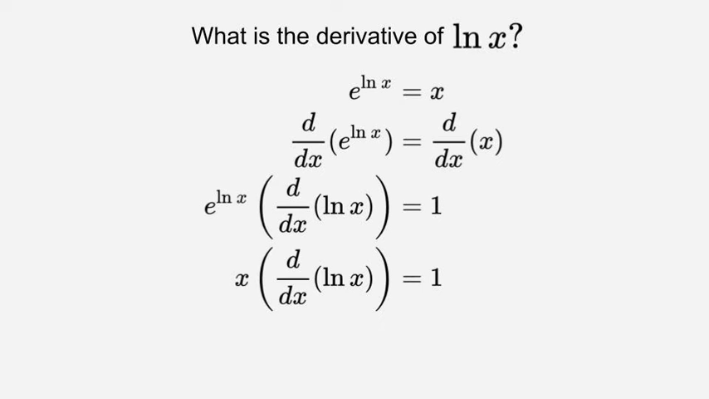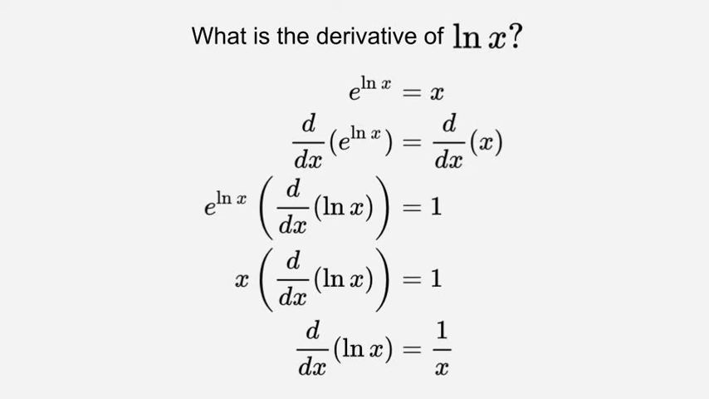And now going back to the left-hand side, we can simplify e to the natural log of x as x. And if we then divide both sides of this equation by x, we'll get that the derivative of natural log of x is equal to 1 over x. And so if you see natural log of x on its own and you're asked to take the derivative, you can just know that the derivative of natural log of x is equal to 1 over x. Now that we've gone through this process, you don't need to do it again. You can just know the rule of what the derivative of this is.